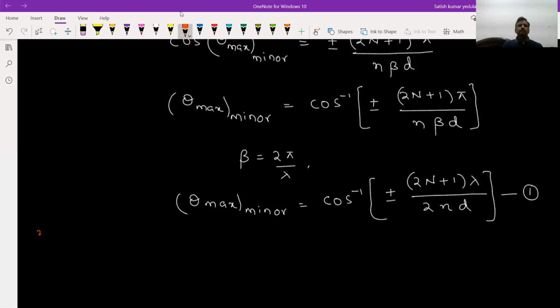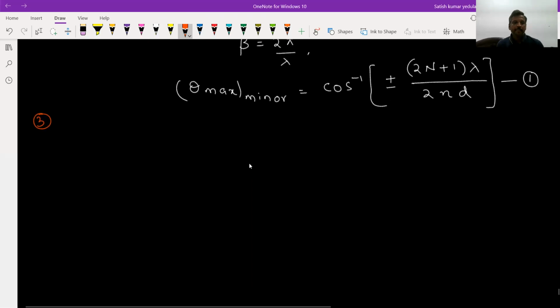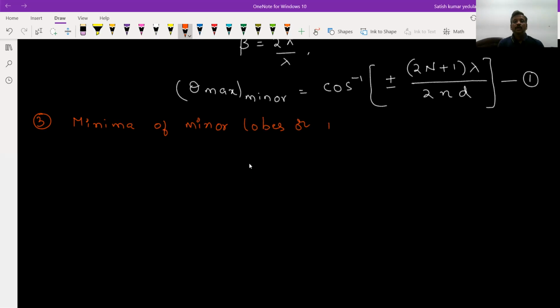Now, the third angle that we have to find out is the minima of minor lobes, or null directions. Minima of minor lobes are nothing but null directions, and this is represented by theta minimum of minor.